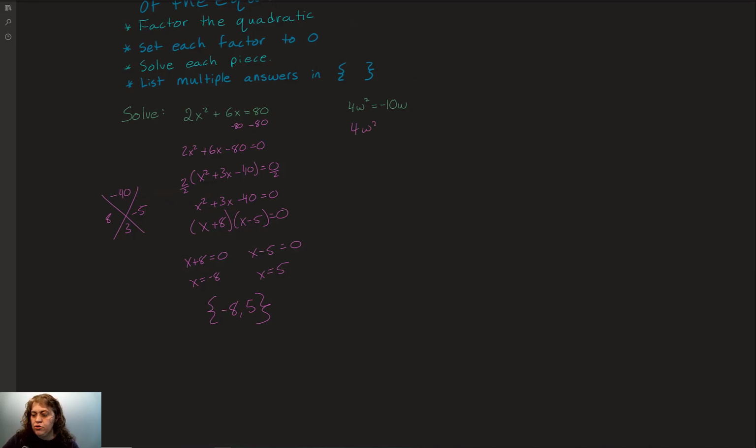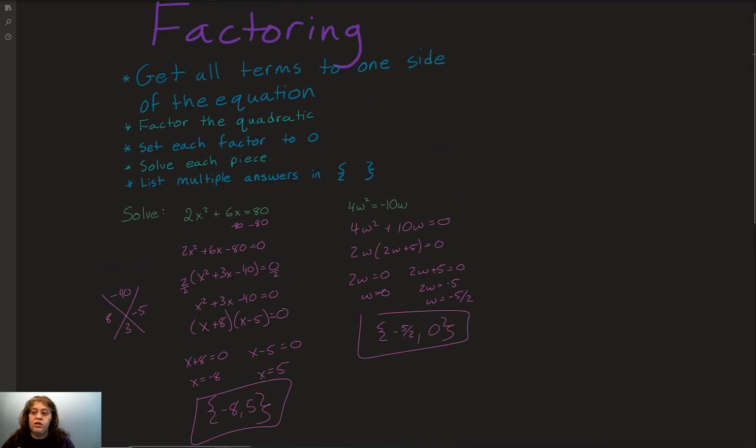We're going to do this one over here too. 10w is equal to 0. I can factor a GCF of 2w off of these terms. So this makes it 2w times 2w plus 5 is equal to 0. So 2w equals 0, or 2w plus 5 equals 0. And w equals 0, or 2w equals negative 5, so w equals negative 5 over 2. So in my curly brackets, it's negative 5 over 2, comma 0. We're done with factoring.